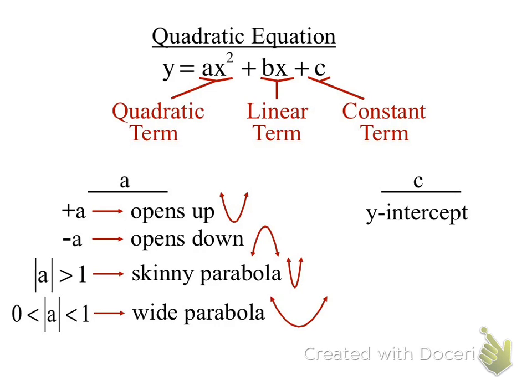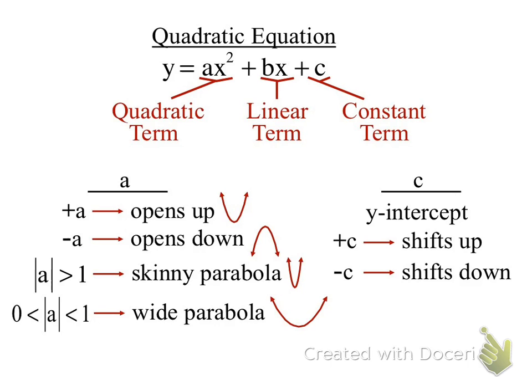Now the last part was the y-intercept. C is always our y-intercept. If it's positive, the parabola is shifted up. If it's negative, the parabola is shifted down, or the vertex is shifted down. Okay, questions? Pause the recording if you need to take notes.